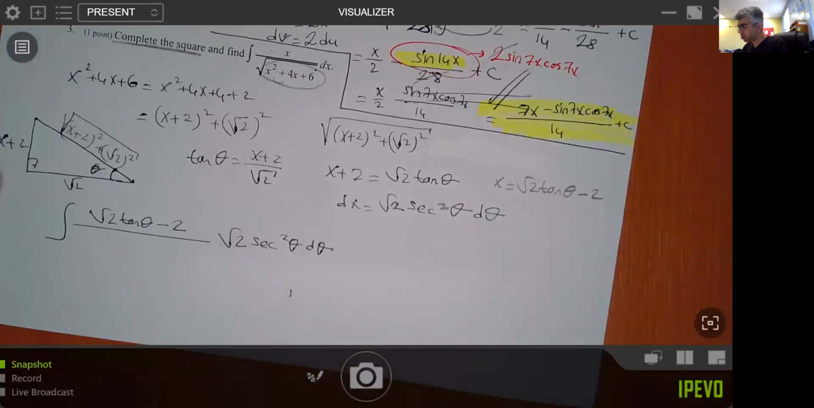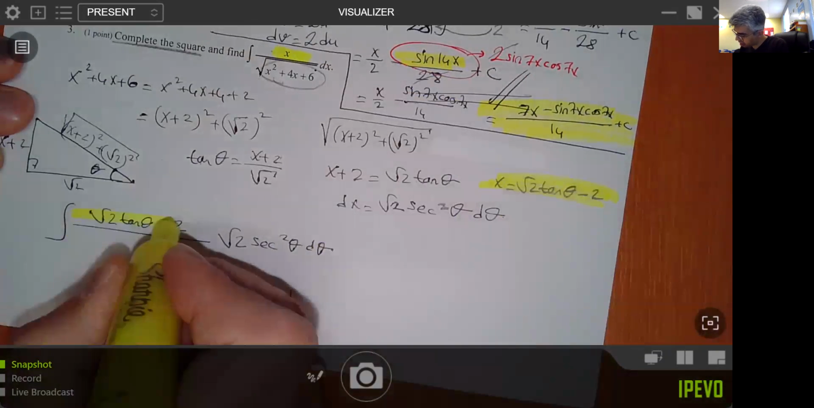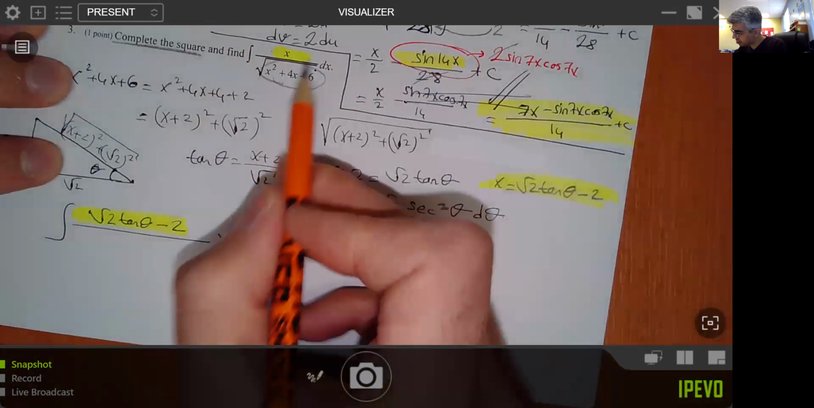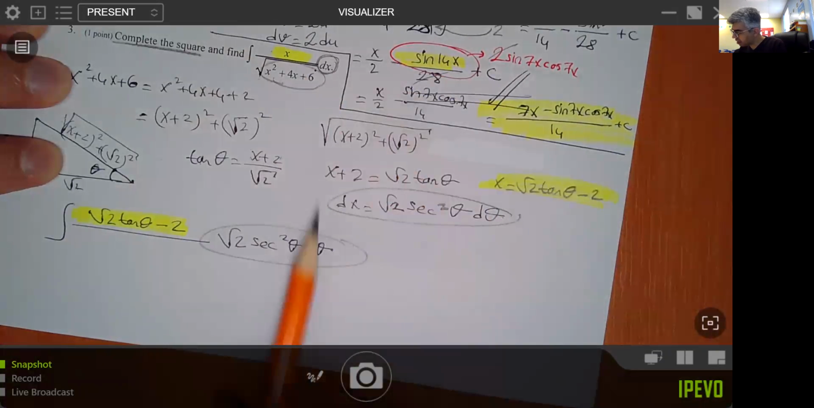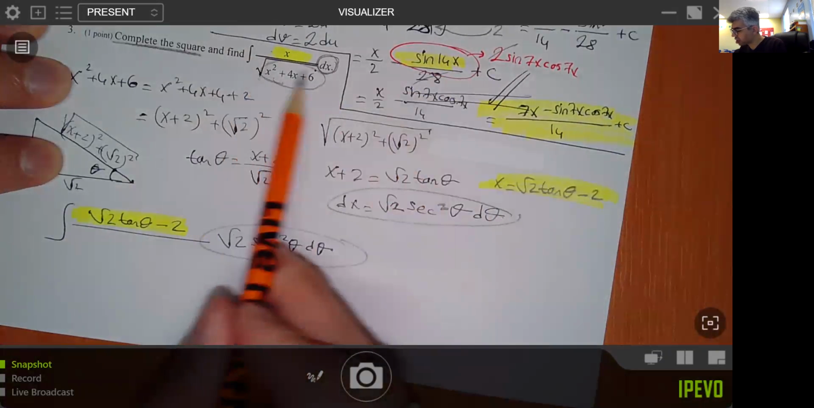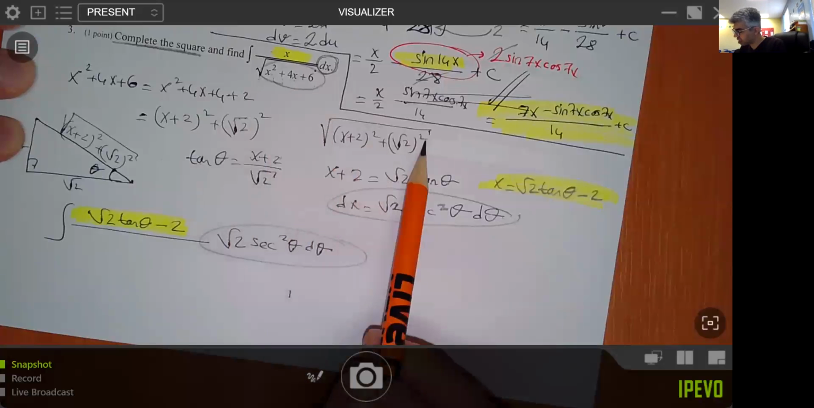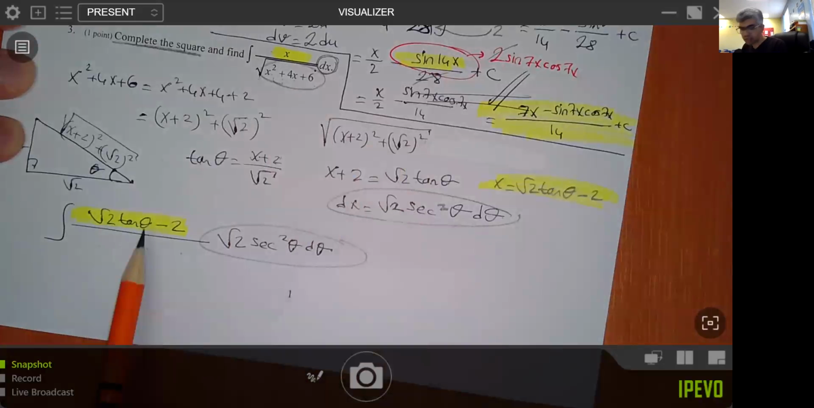So guys, here we have what? Where's my highlighter? So the x is root 2 tangent theta minus 2. Here we have that is x. We have dx, and we found dx here. Then we have to find this one, square root of x squared plus 4x plus 6. And we know this is equivalent to this one. And we have to write it here, but we cannot write it like this. We have to write with theta.